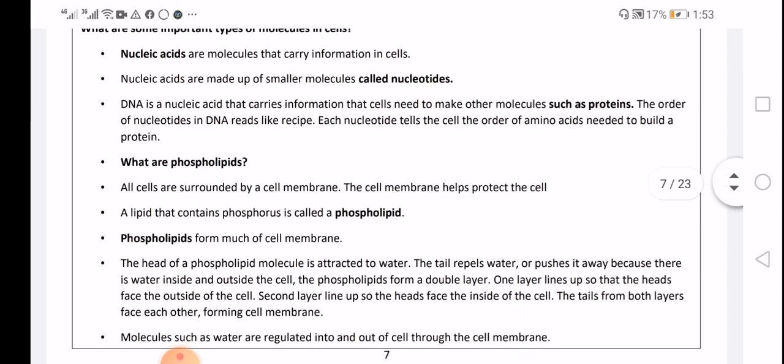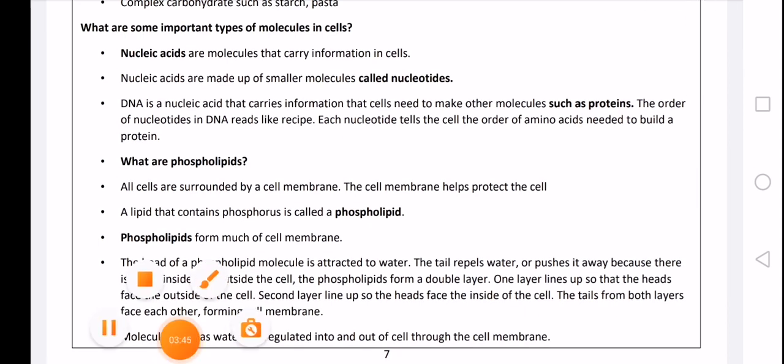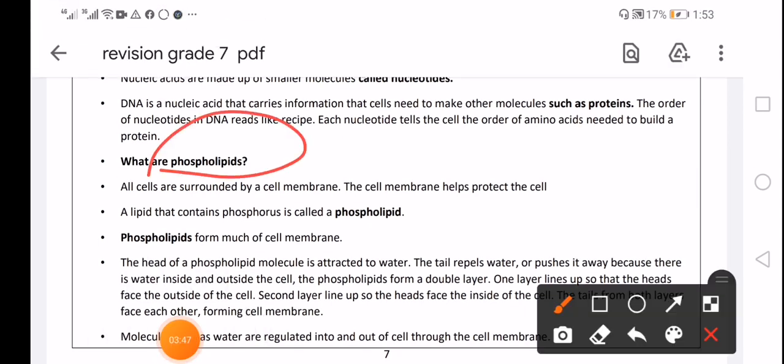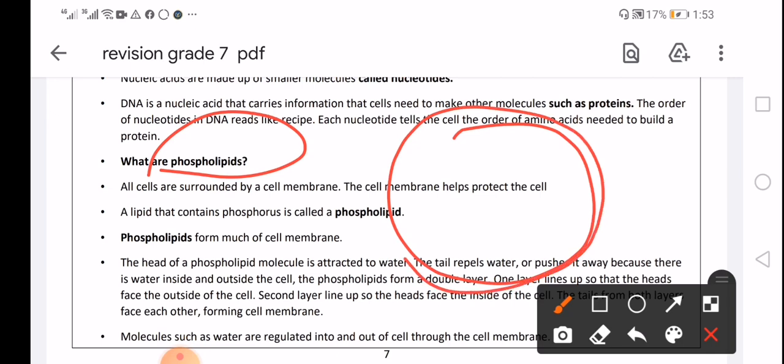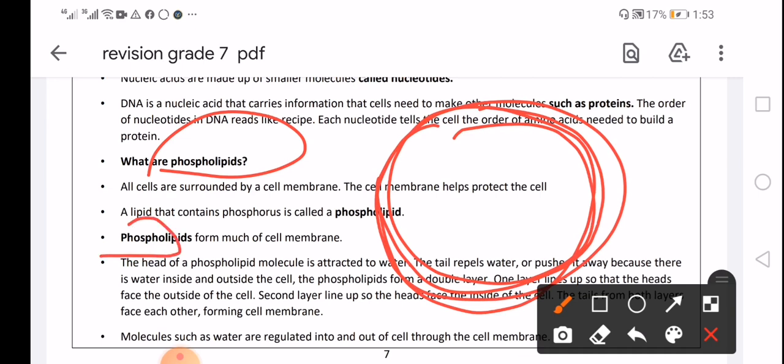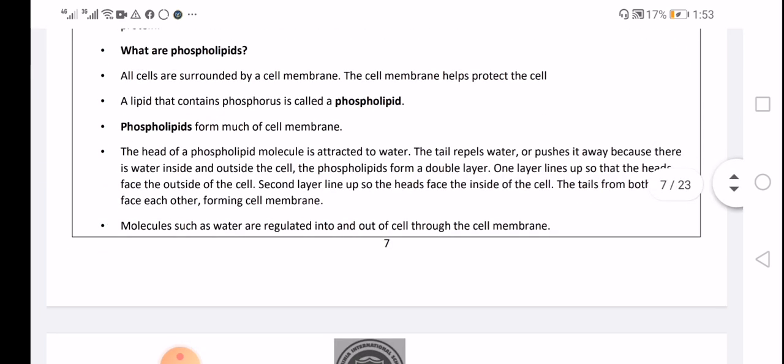Another important molecule in the cell is phospholipids. Phospholipids are lipids that contain phosphorus, and phospholipids make up the cell membrane. You know the cell membrane, the outer layer of the cell? This layer is made up of phospholipids, lipids that contain phosphorus.